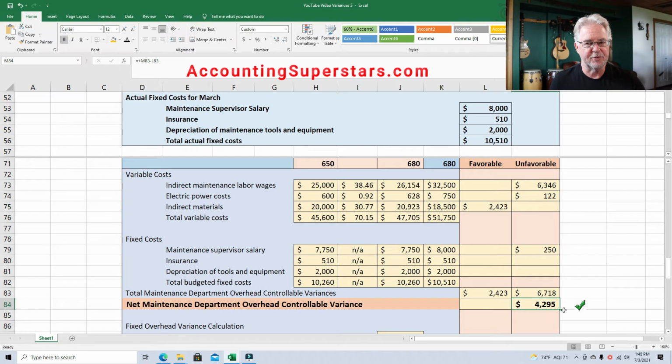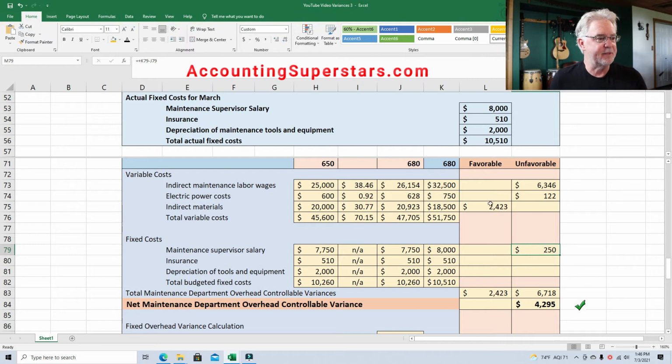So this is it, guys. This is pretty easy here. This one is fairly straightforward, easy to understand. And the reason why it's called controllable variance is because the people in the maintenance department more or less have control over this. Now, for instance, the maintenance supervisor's salary, I'm sure he or she did not give himself or herself a raise. And I bet that was approved by upper management. So actually, the maintenance department did not have control over that.